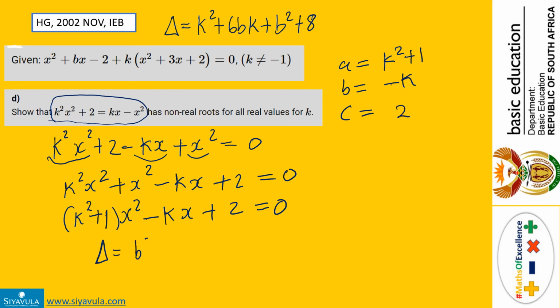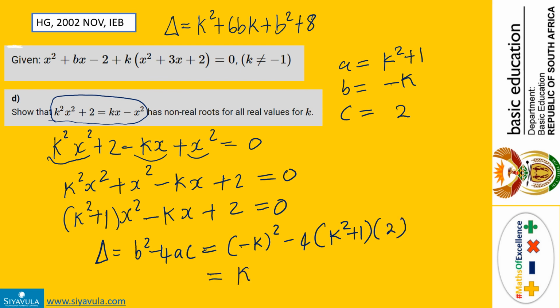Therefore, delta is b squared minus 4ac. Then I can go and substitute. What is my b? It's minus k, squared, minus 4. What is a? It's k squared plus 1. What is c? It's 2. Right? Minus k squared is k squared. So minus 4 times 2 is minus 8. Minus 8 times k squared is minus 8k squared. Then minus 8 times 1 will be minus 8, right? So that is our delta.